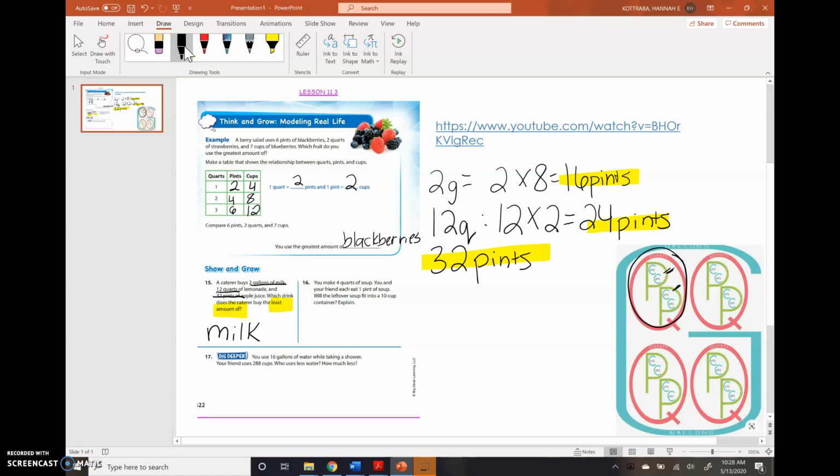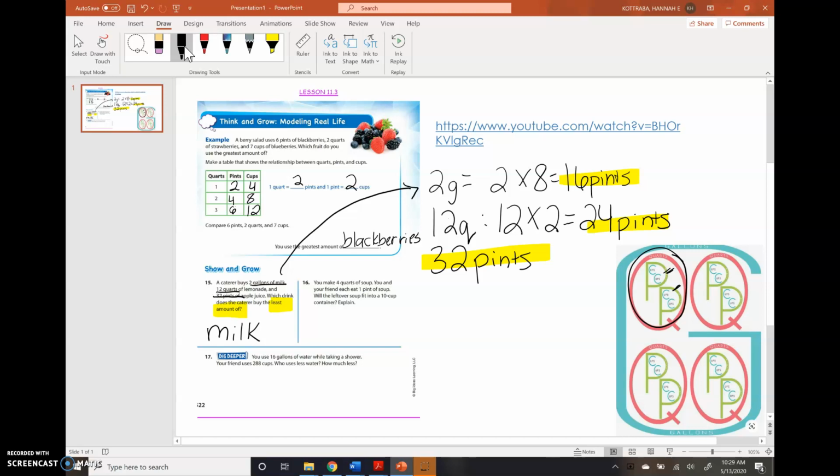All right, that goes over here, number 16. Or excuse me, number 15. All right, now let's look at number 16. You make 4 quarts of soup. You and your friend each eat 1 pint of soup. Will the leftover soup fit into a 10-cup container?